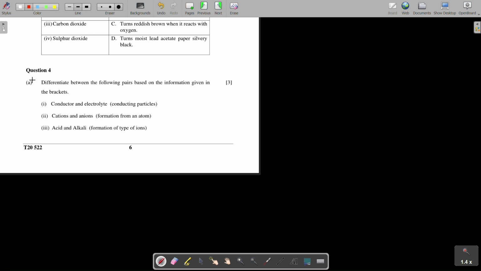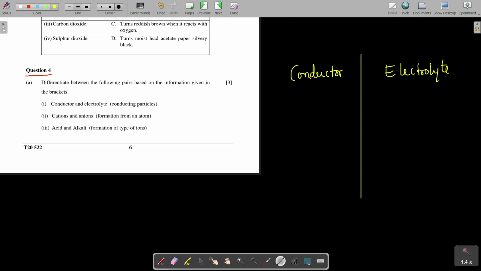Okay, next question number 4. Differentiate between the following pairs based on the information given in the brackets. So differentiation should always be based on the information they have given. Conductor and electrolyte. While writing the differences, you have to make 2 columns. So for example here, conductor and electrolyte. You have to make 2 columns like this. Make it neatly. Conducting particles.